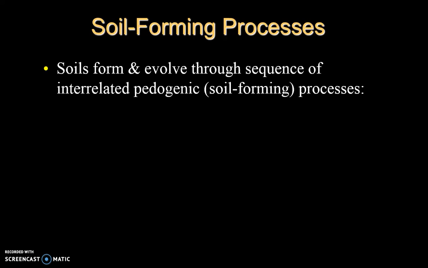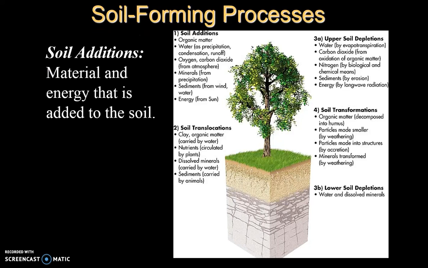And we know that soils form and evolve through a sequence of time and soil forming processes. The first one is that we have to have an addition of organic matter, where we have water as precipitation and condensation and runoff, where we have a combination of oxygen and carbon dioxide from the atmosphere, where we have minerals from precipitation, where we have sediments blown from the wind or carried by water, and we have energy from the sun. So all of these elements contribute to our soil additions, meaning that they're going to be adding up on the soil.